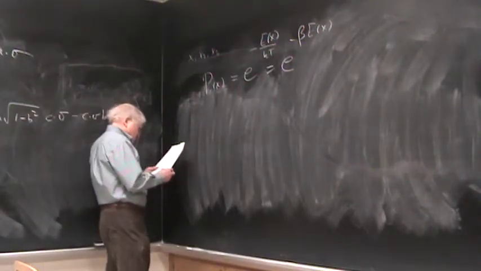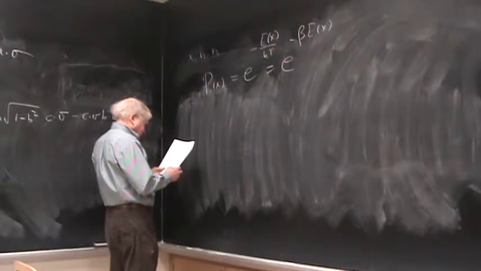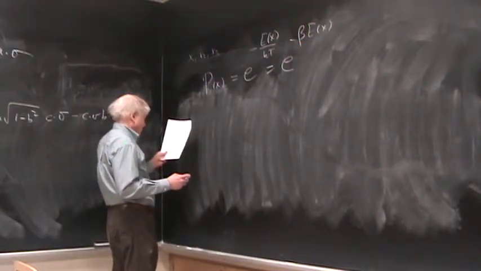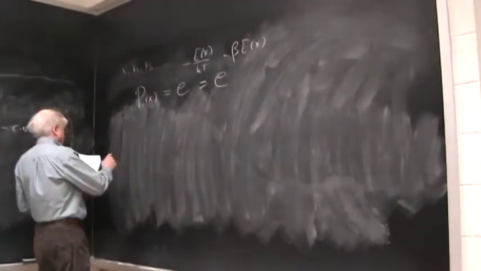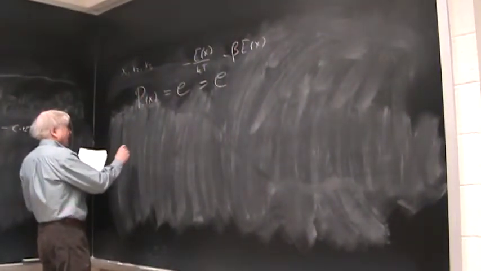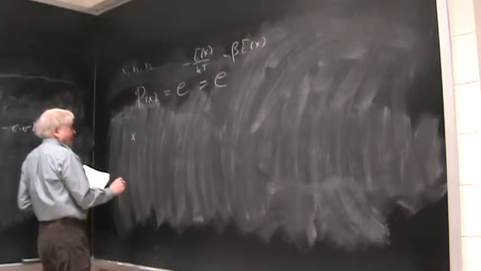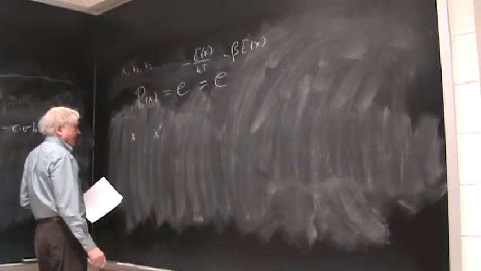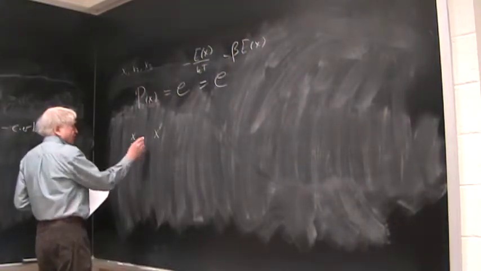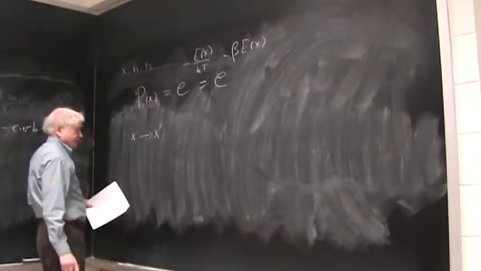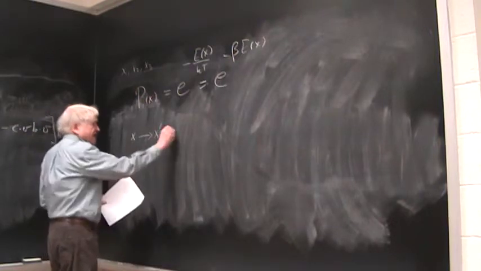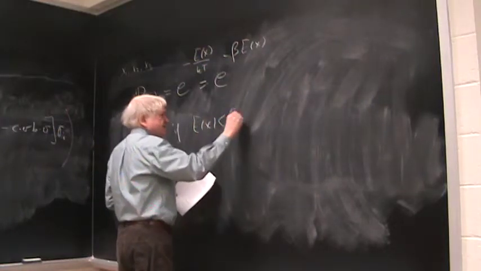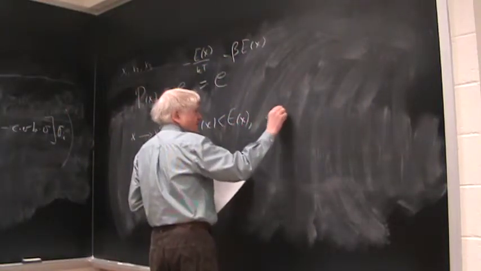And what you do is the following. You start with some random configuration, and let us say x. And then you consider another configuration, x prime. And the question is, do you move from x to x prime or not? Okay. Well, if E of x prime is less than E of x, you accept the move.